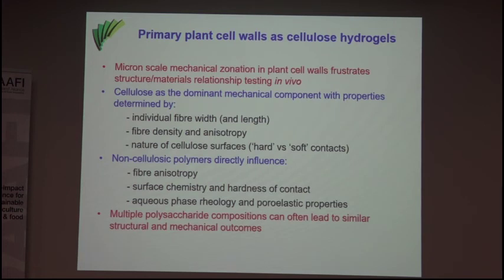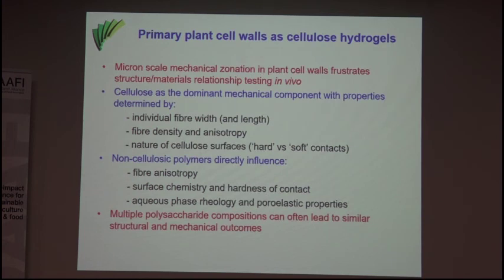We are still confident, well, I think it's pretty obvious that cellulose has dominant mechanical properties, but the roles of non-cellulosic polymers in shaping the way the cellulose behaves, we see nothing that goes against that hypothesis. It's about managing the cellulose, and you can manage that through aspects of individual fiber width and length, and we're still struggling to measure the lengths, but we'll get there. Fiber density, clearly that's a concentration effect, and anisotropy, which is the orientation effect, and other polymers have a really big effect there. And the nature of those cellulose surfaces: are we talking about hard or soft contacts?